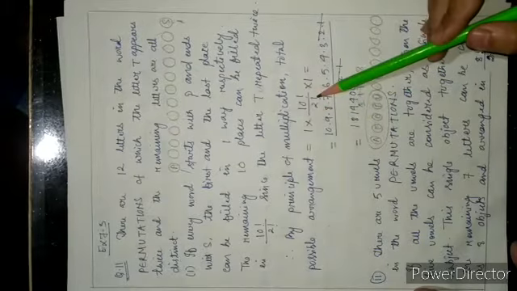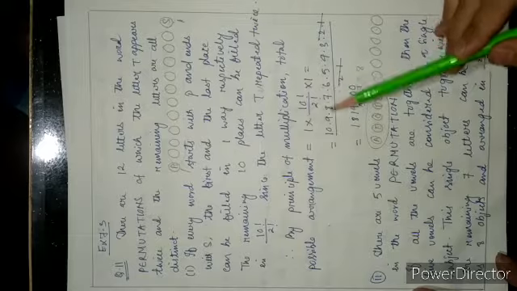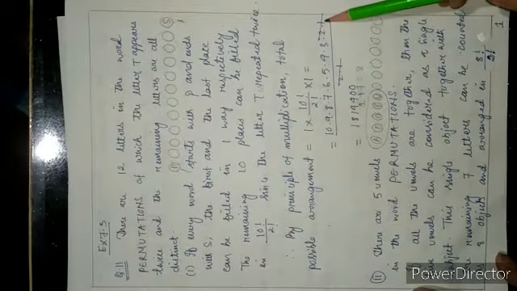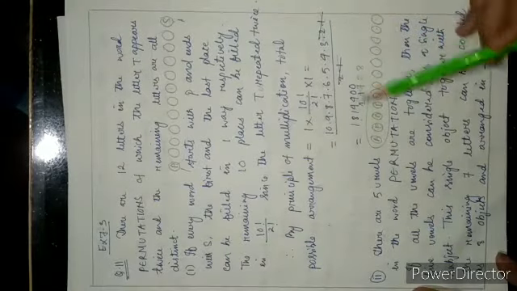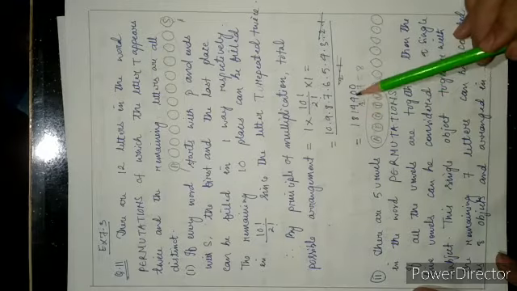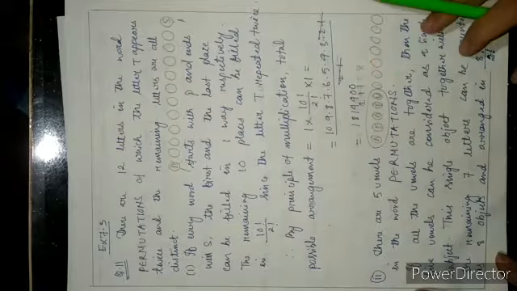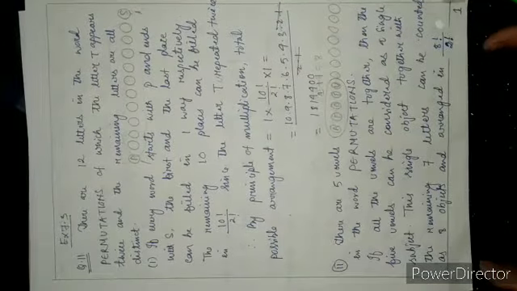1 into 10 factorial by 2 factorial into 1. 10 factorial reduced by 2, we get 10 into 9 into 8 into 7 into 6 into 5 into 4 into 3 into 2 into 1 by 2 into 1, cancel, and the product is 1814400. This number is the total possible arrangement.